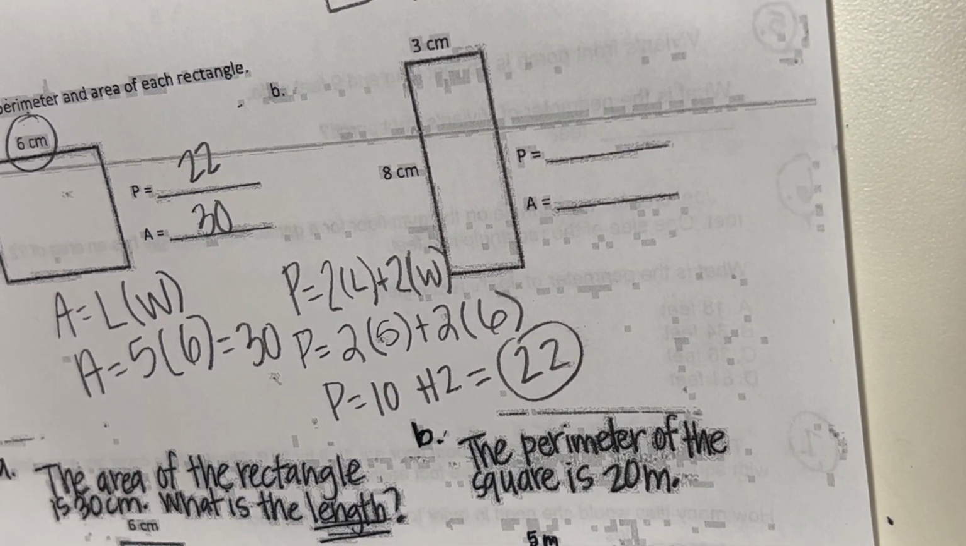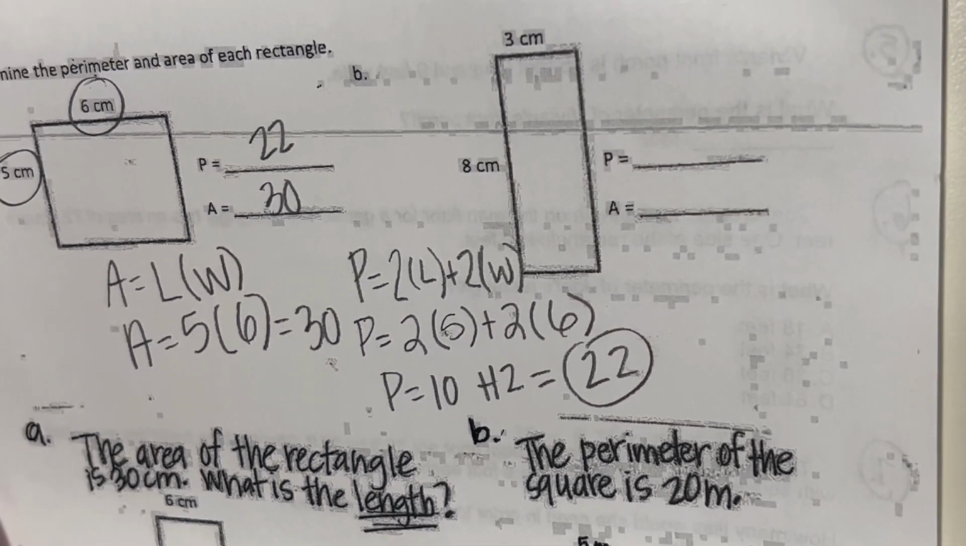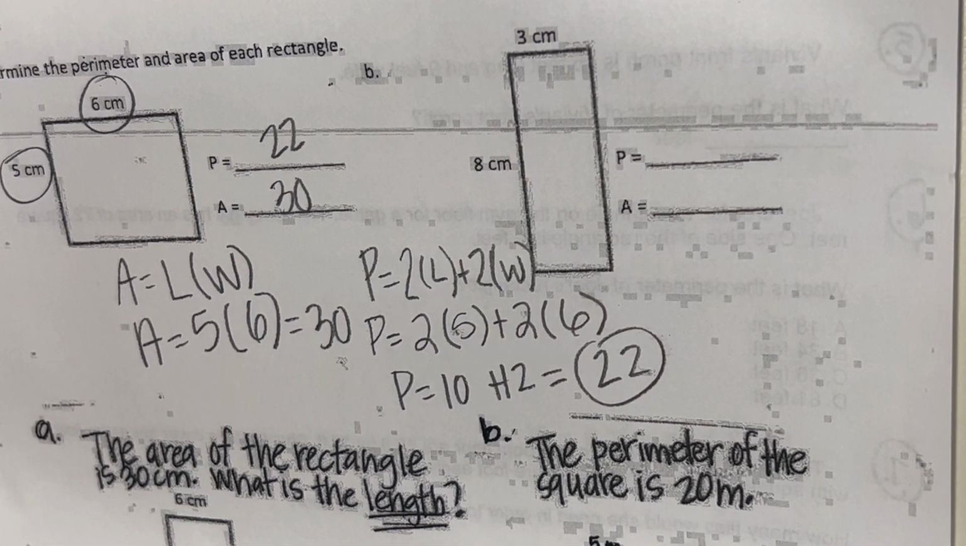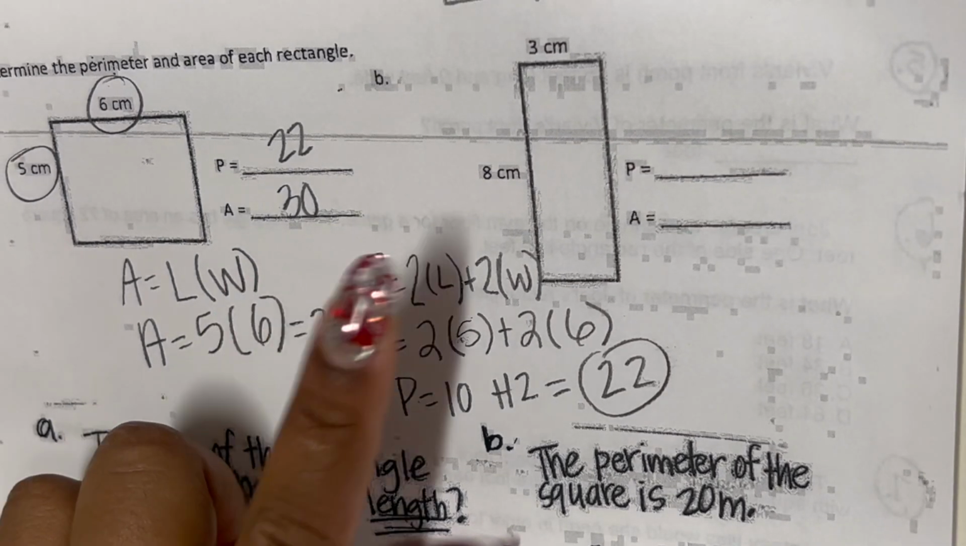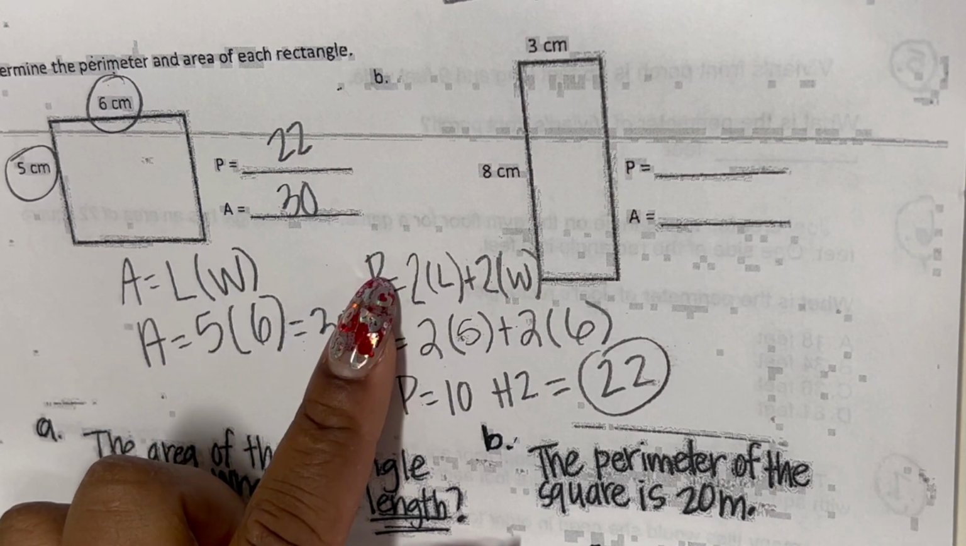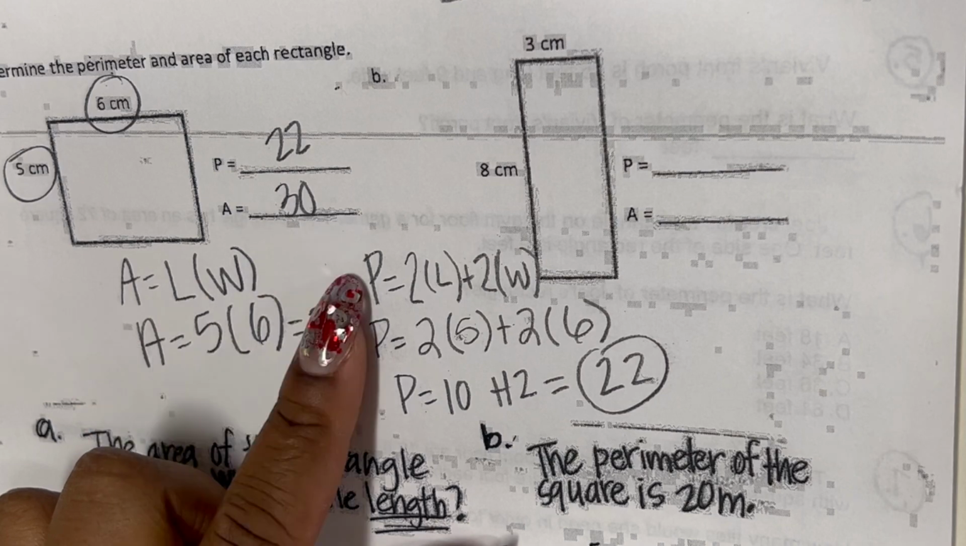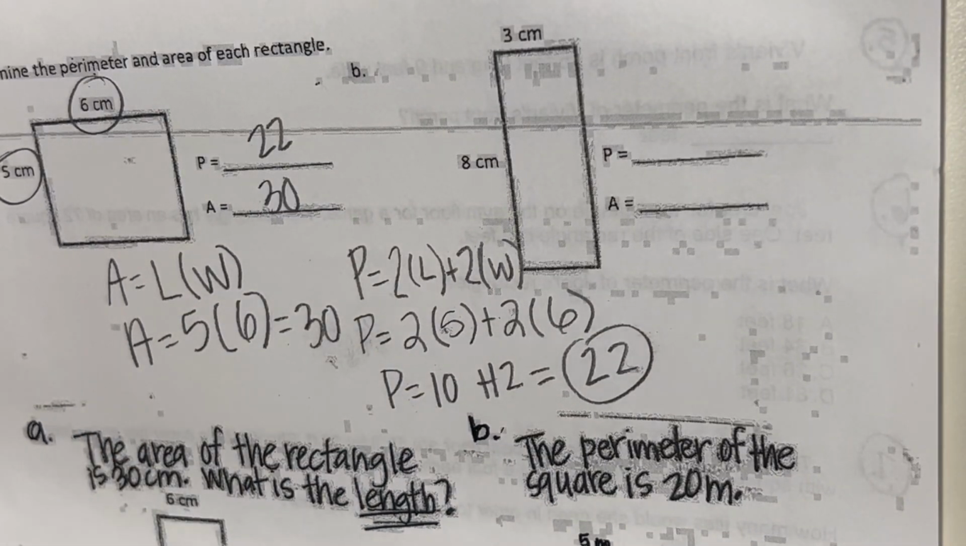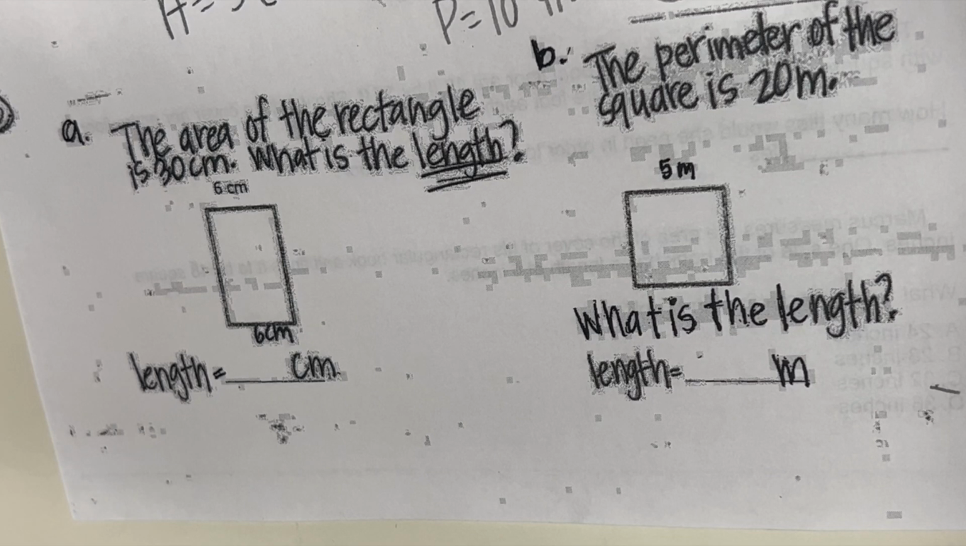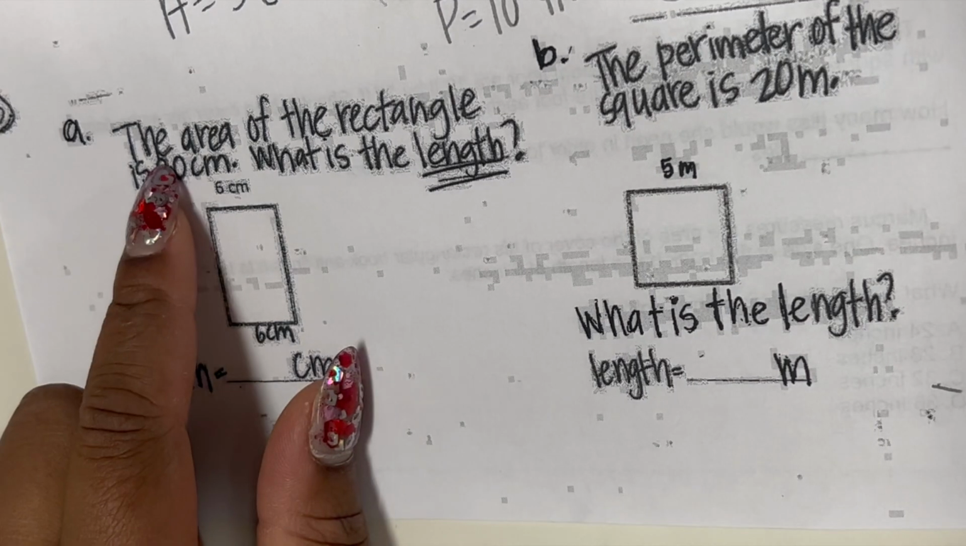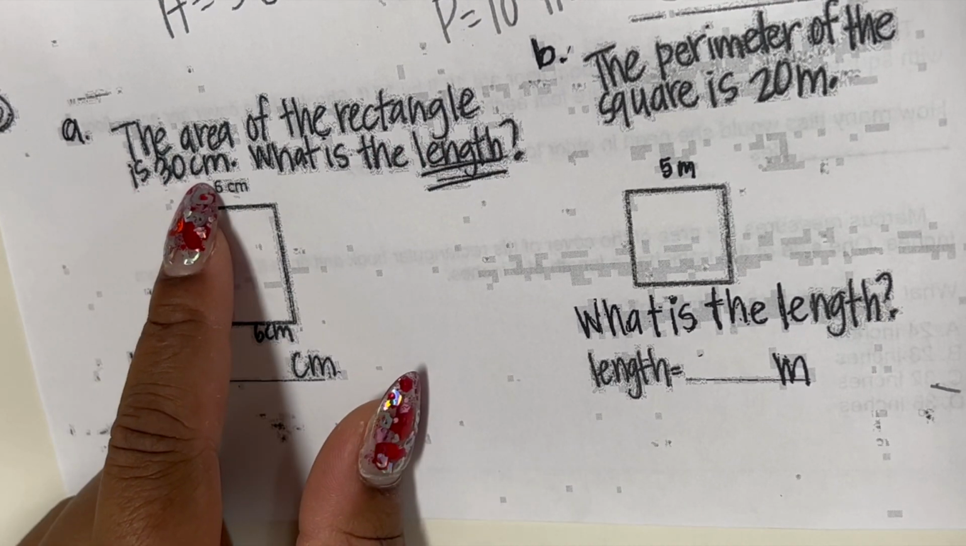So this is just a question that assesses whether you know area, whether you know perimeter, and can you calculate area and perimeter with the formulas? Okay, if you are still having trouble remembering your perimeter formula, take some time out to study that. Okay, and the third type of question that I'm going to do is one that gives you the area and you have to find a missing side length. So here it says the area of the rectangle is 30 centimeters.